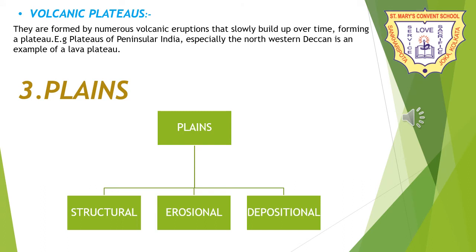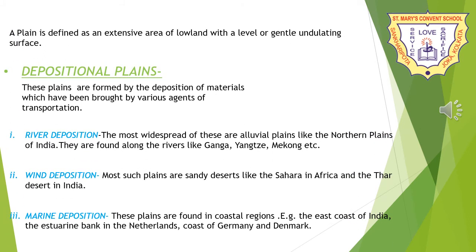Now, the plains are of three types: structural, erosional, and depositional. Now, what are plains? A plain is defined as an extensive area of lowland with a level or gently undulating surface. Now, depositional plains. These plains are formed by the deposition of materials which have been brought by the various agents of transportation, like rivers, wind, and marine deposition.